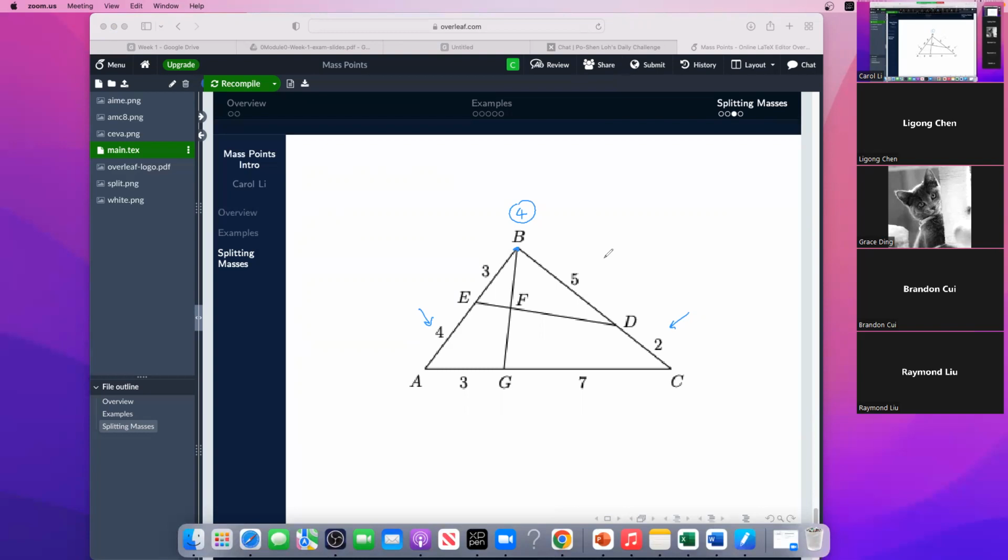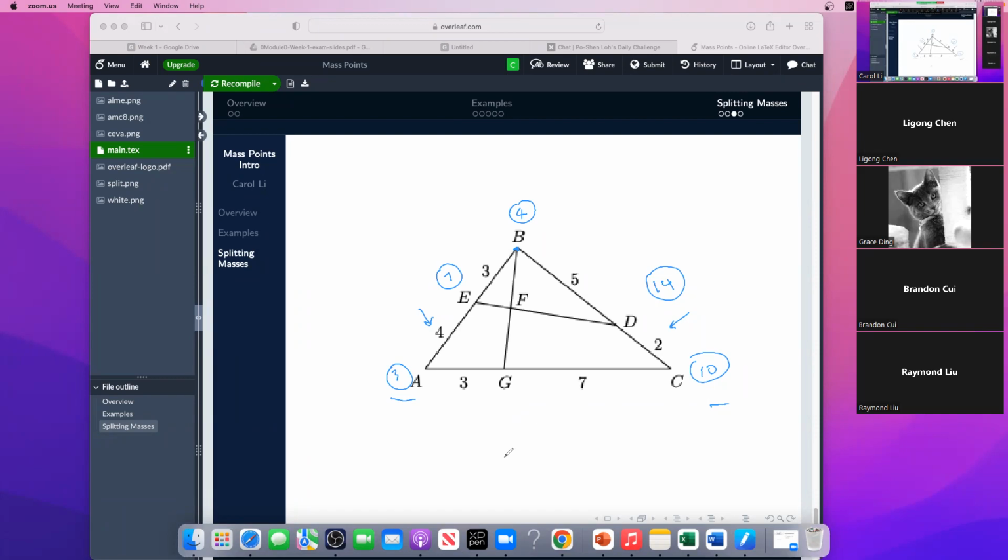Normally I find the LCD, kind of. Okay, so then this would be 3. This would be 7. Actually no, we start here. So 4, this would be 10. This would be 14. Okay, we're already seeing some issues here, because the ratio of this to this is not 3 to 10. And that's where the splitting masses comes from.